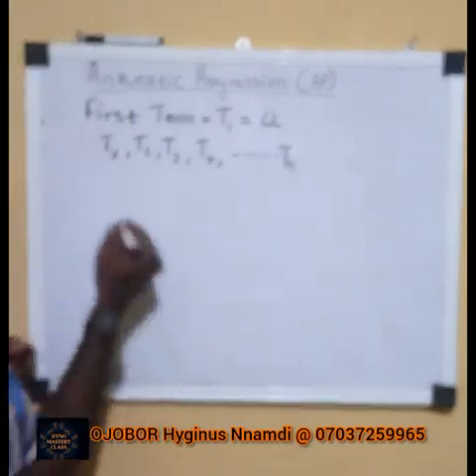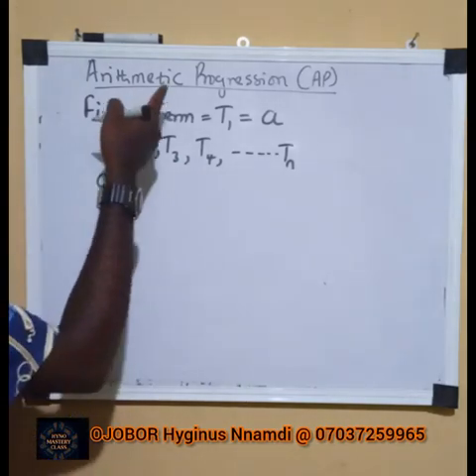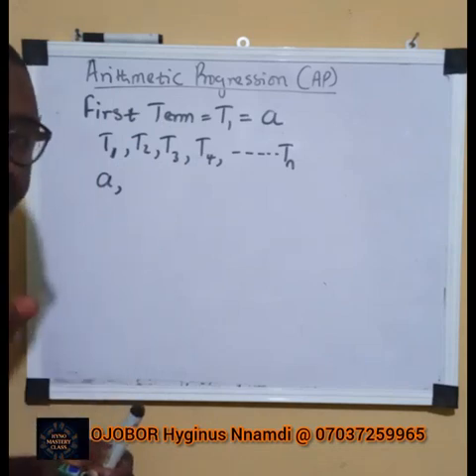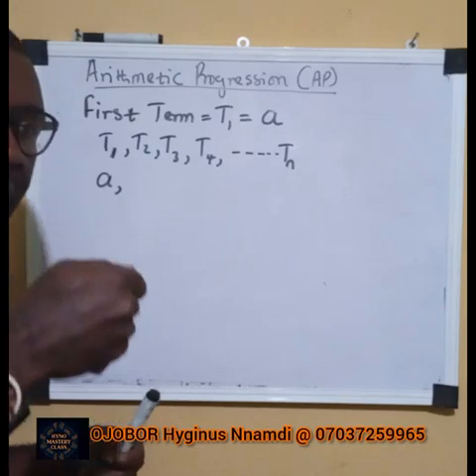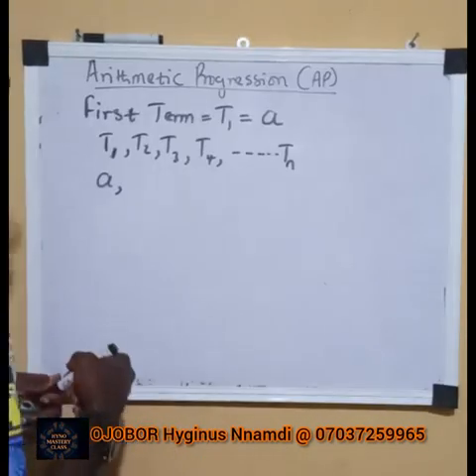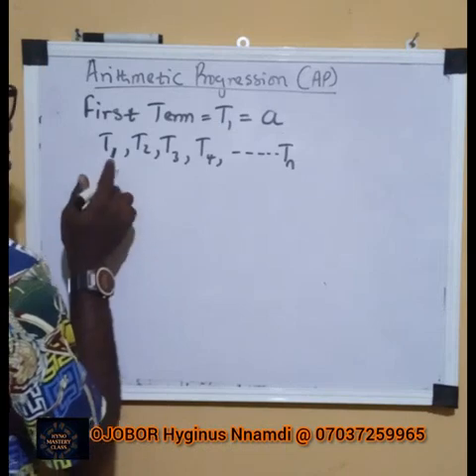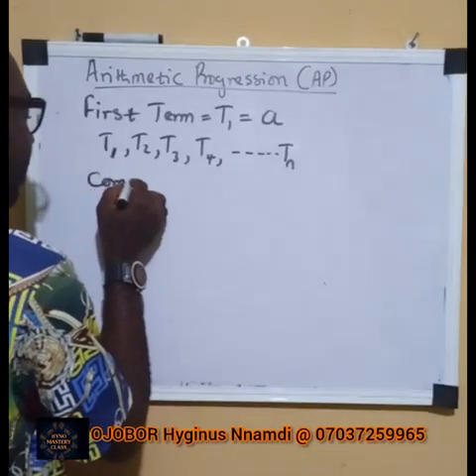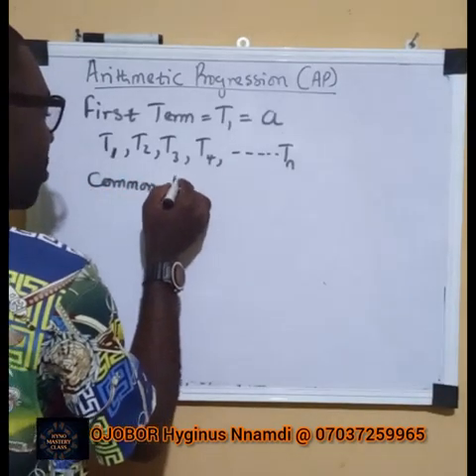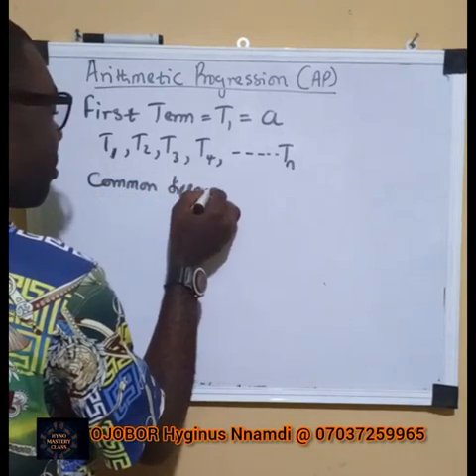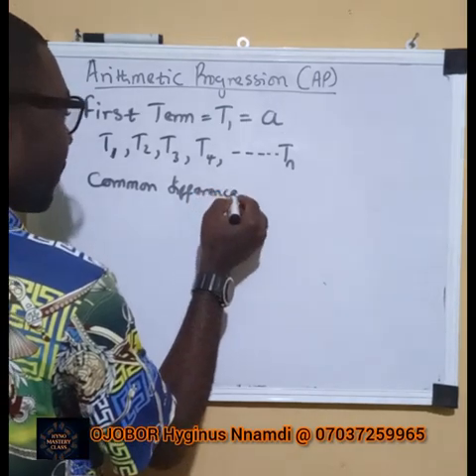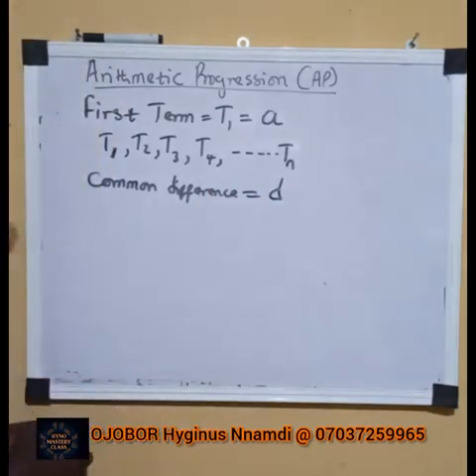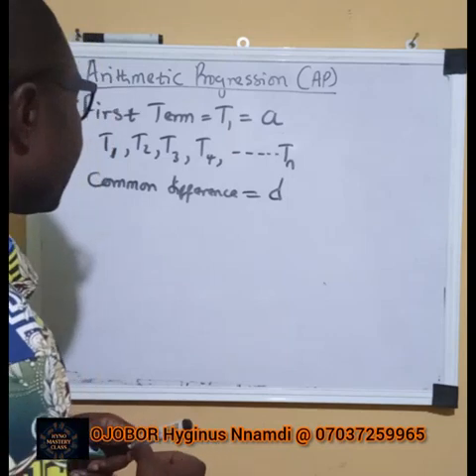If the first term is A, and an arithmetic sequence is gotten by addition of a particular number to a number to get the succeeding number, the particular number that is always added is called the common difference. That is a common number that makes a difference between a number and its succeeding number, and it is commonly represented with the letter D.